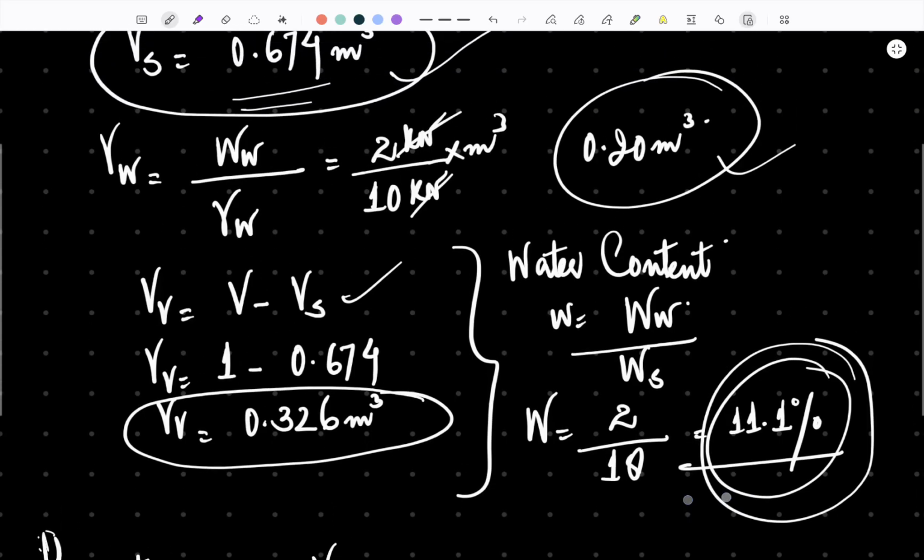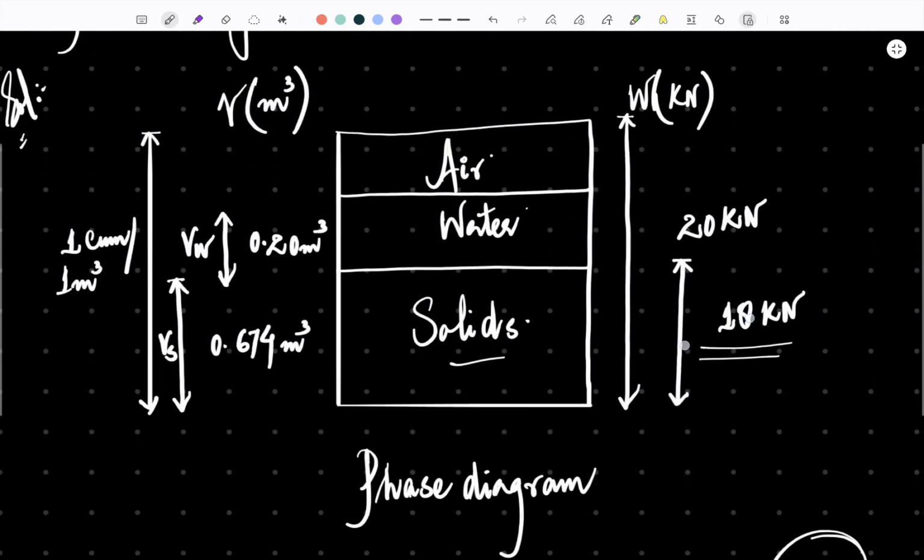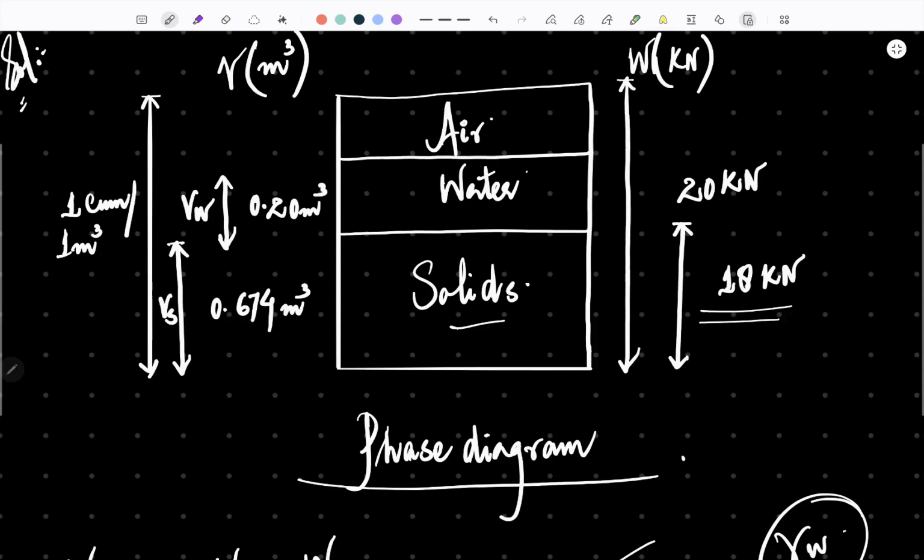All right. So this is how we go on drawing phase diagrams, where we use a block diagram and we place weight on the right side and the volume on the left side, and we go on describing certain parameters in terms of weight as well as volume. Volume of air phase, volume of water, or the volume of soil solids. And also we go on representing the weights from the right hand side.